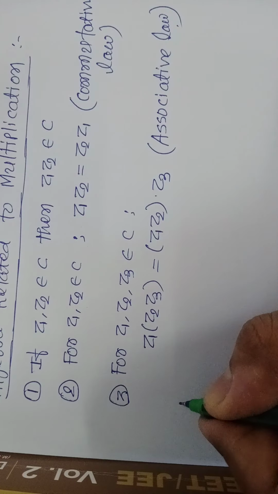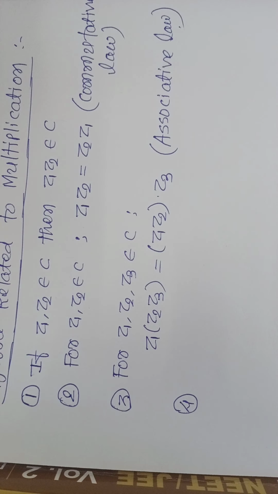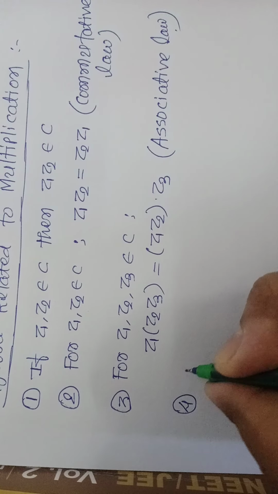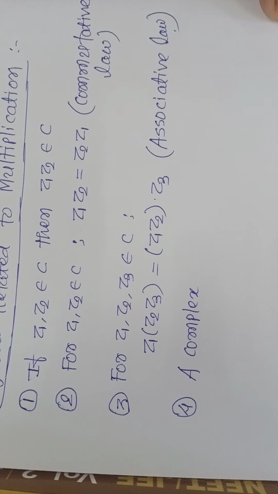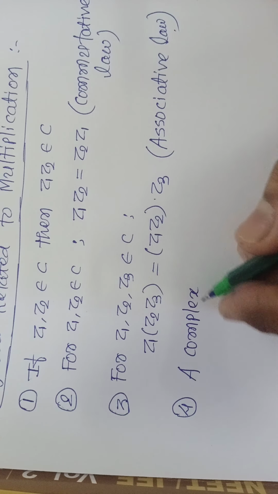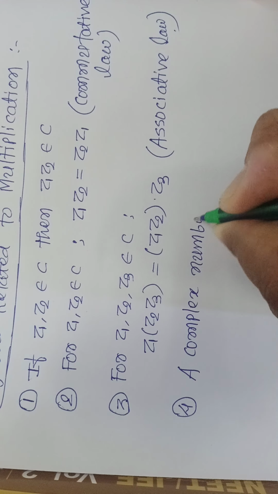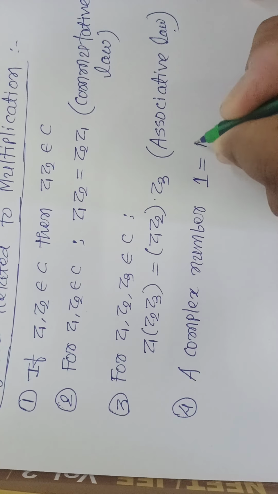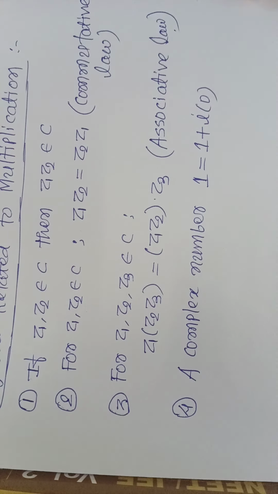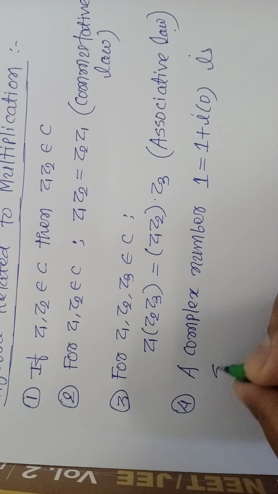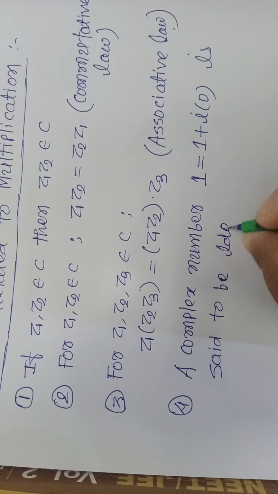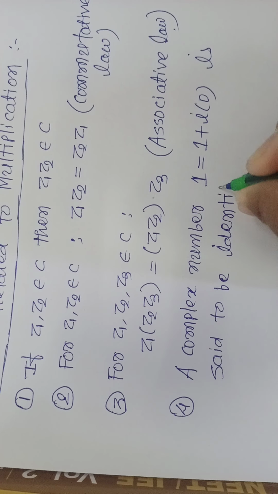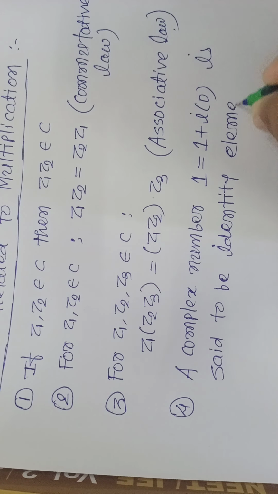And the fourth one, now interesting, what about identity for multiplication? Do you know that a complex number 1, you know that 1 multiplied with any number gives the same number, right? 1 into 5 is 5. So a complex number 1, and 1 can be written as 1 plus i into 0, my friend. 1 plus i into 0 is said to be the identity element for multiplication.